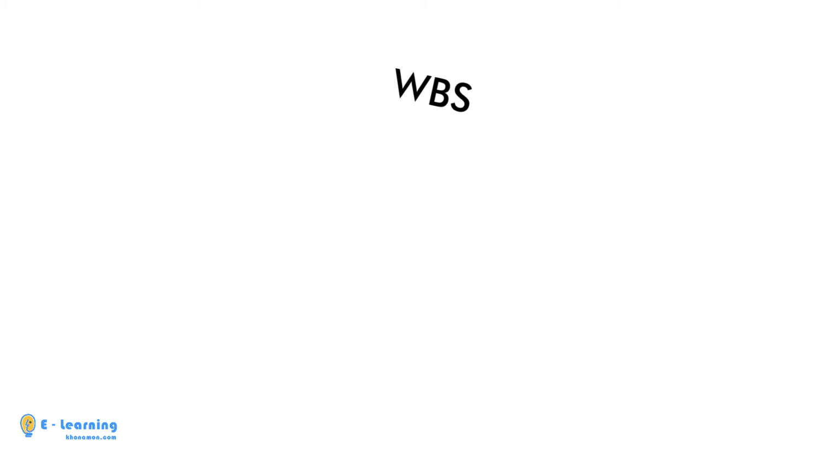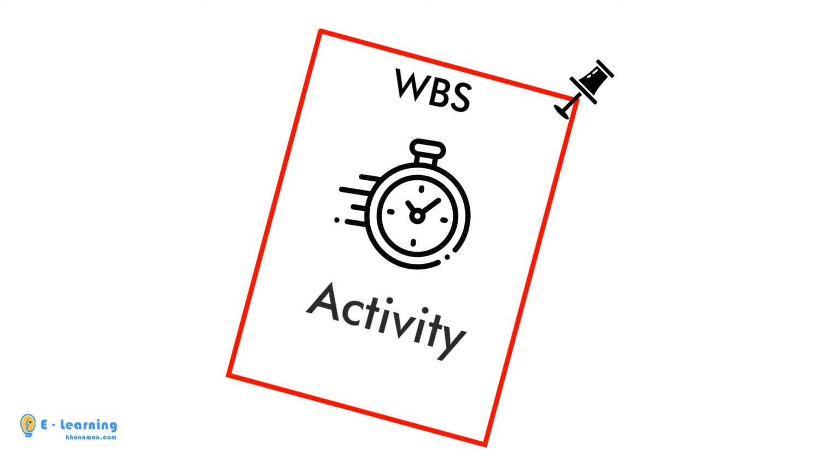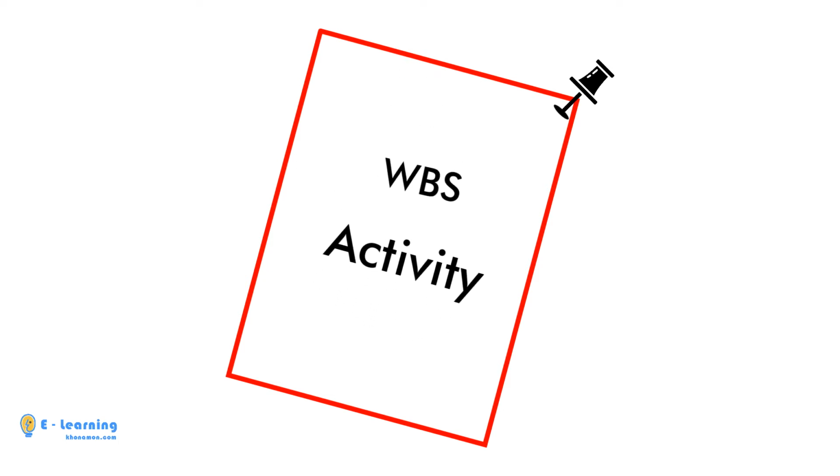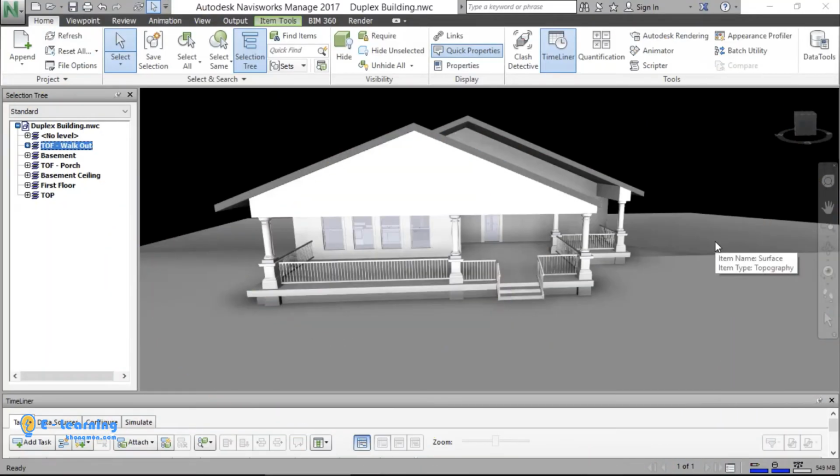WBS does not contain any date in P6. You cannot manipulate it, you can just create it. It gets the date from its activities. So, a WBS without an activity is nothing. This is the model of what is going to be constructed, and we need to schedule it.